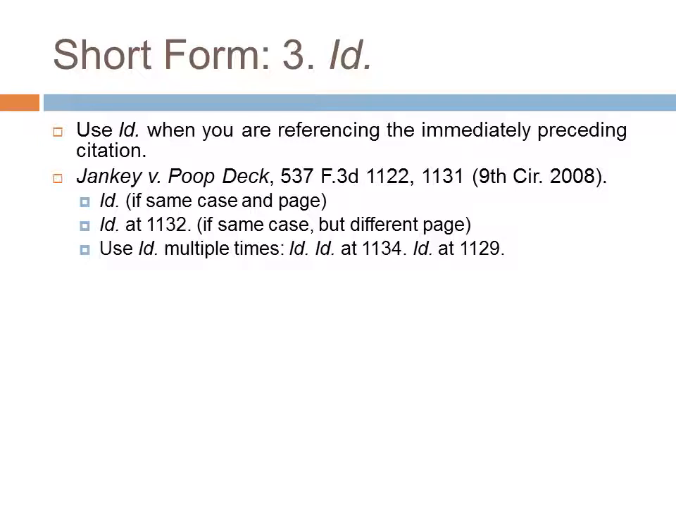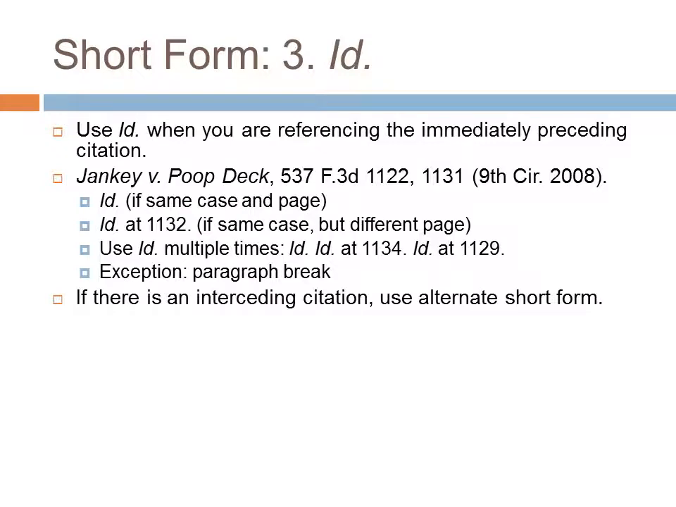So if you're referencing the same case across 4 sentences, you can use id for each of the last 3 sentences. But when you start a new paragraph and want to cite to the same source as the one cited to in the last sentence of the preceding paragraph, Professor Borman prefers you to use the short form citation that mentions the party name, the volume, and the reporter.